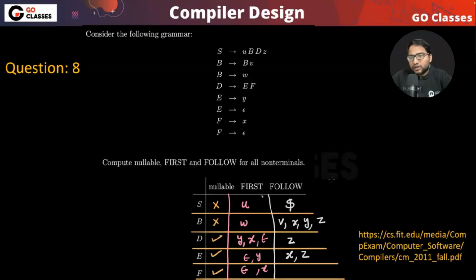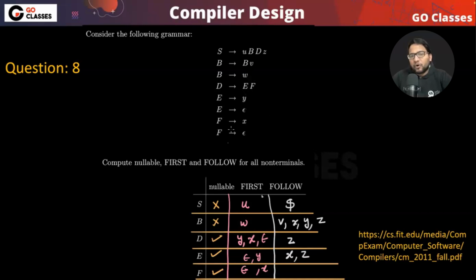Okay. So Yash is saying first of D will also have Z. Okay. First of D is EF, which is epsilon, X, Y. Why will it have Z? D is not related to Z, right? D is not generating Z at all. So it is just E and F, which is X and Y and epsilon.